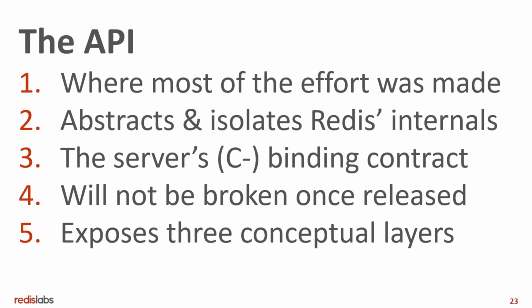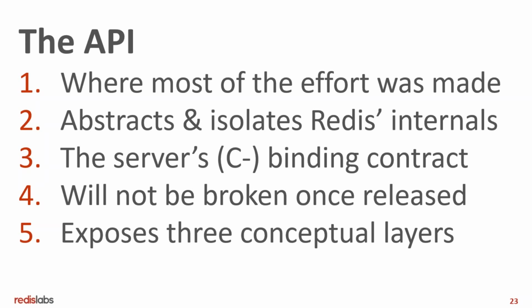The main challenge with designing this API was basically to abstract and isolate the internals of Redis, so module developers do not need to be familiar with how Redis is implemented internally, and this is also mandatory to ensure the backward compatibility of modules with future versions of Redis. The API is basically the binding contract of the server with the module developer, and once we go GA later this year, it will not be broken.